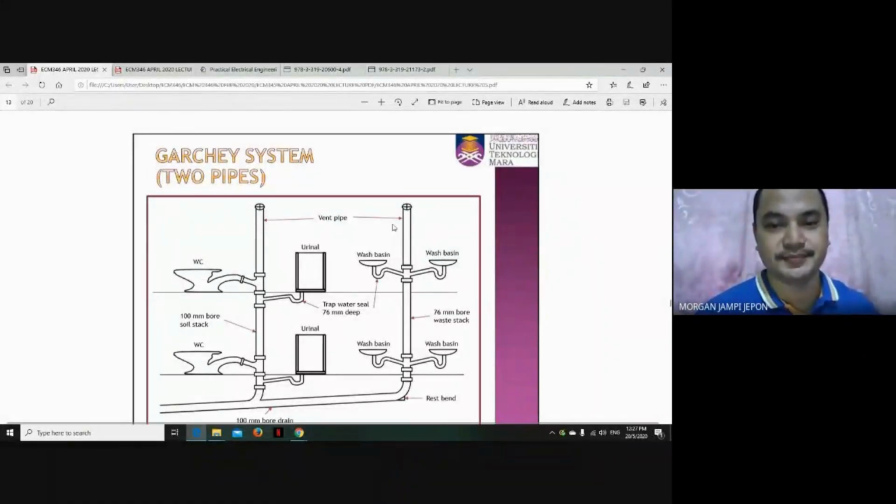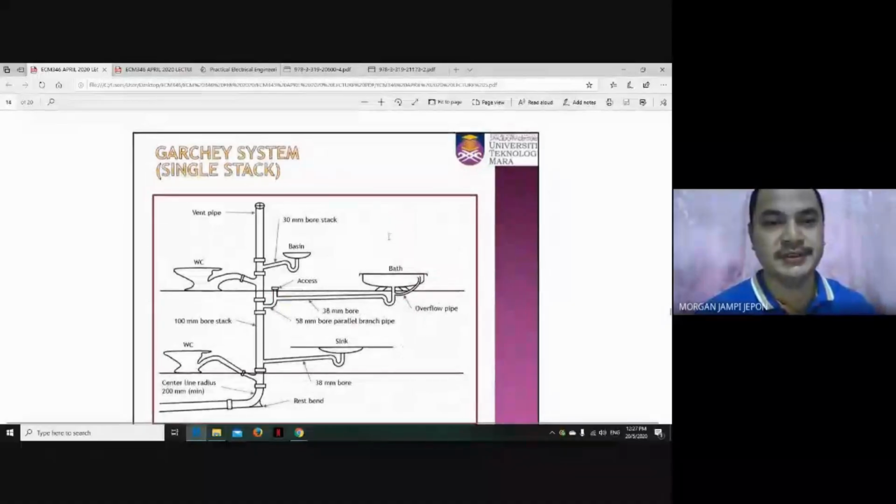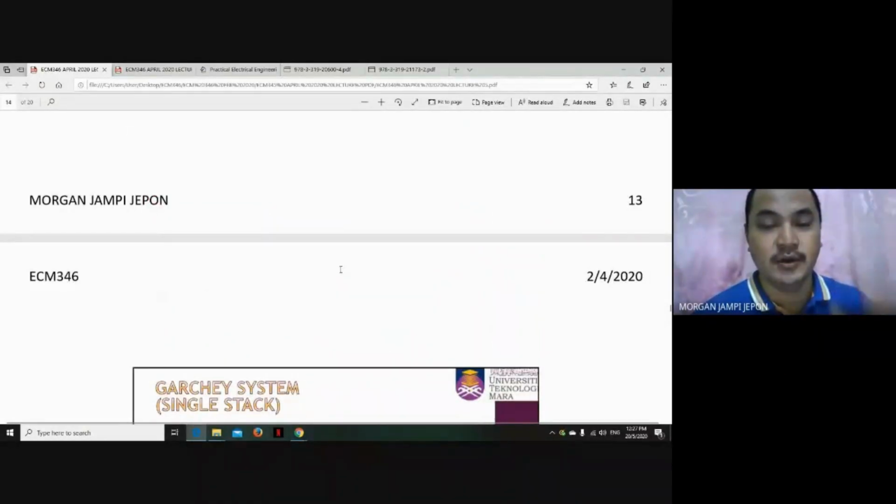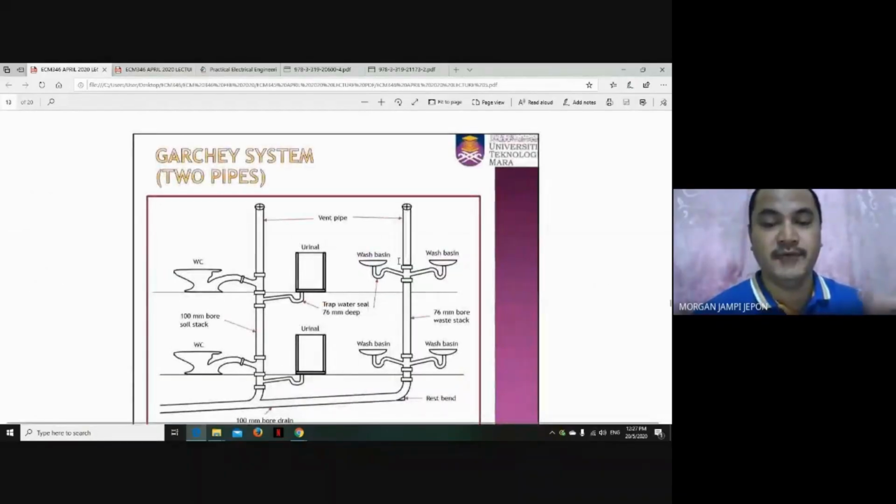Okay. This one is a single stack Garchi system. So single stack is actually combining the pipe, okay, one pipe only, which is applied for both toilet and kitchen as well as bathroom. All right, so that is single stack. So remember, double stack or a two pipe system, divides the pipe, first pipe from the kitchen, second from the toilet and bathroom. Okay.